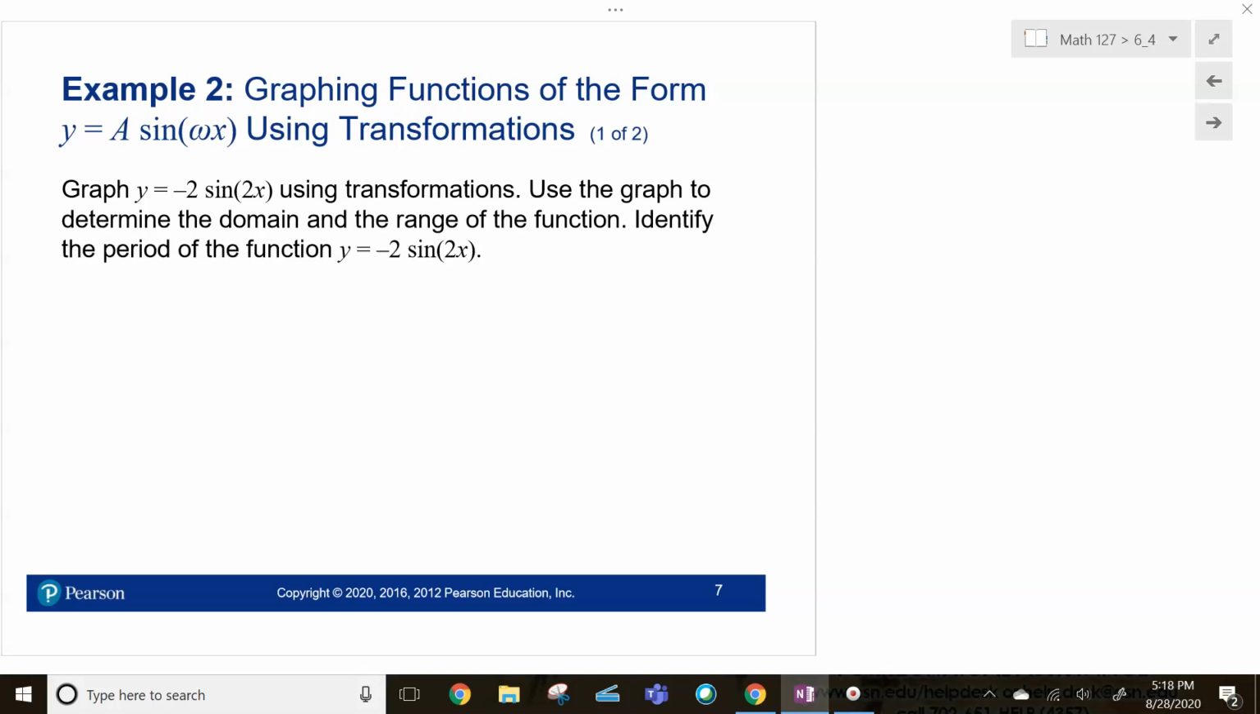So how does this omega change things? Okay. Well, what the omega does is it changes the period of the function.